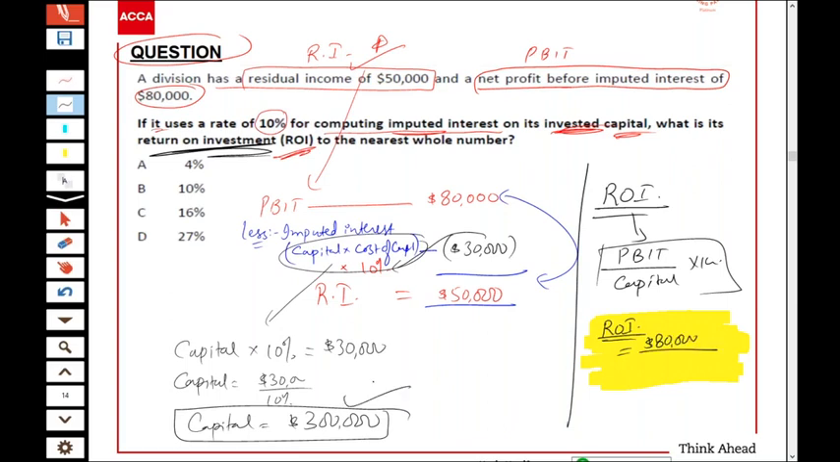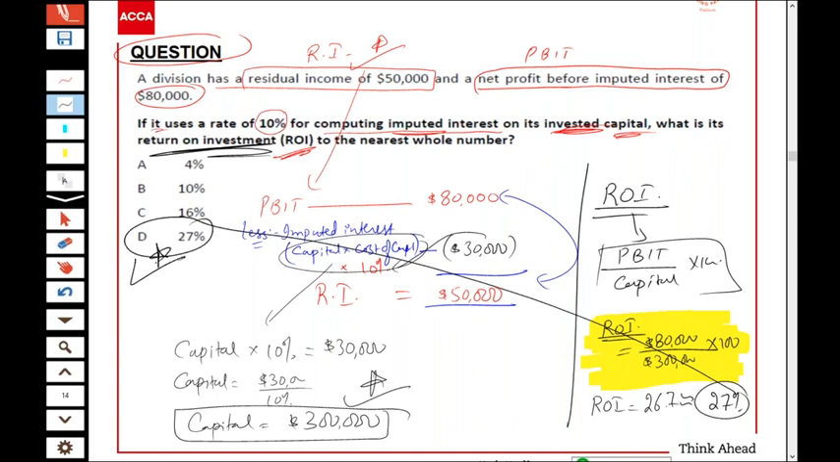What's the capital? This is the capital figure. 300,000 multiplied by 100. So ROI is 26.7, or we can say it is 27%, and my answer is D. 27% is ROI, and this is a complete examination standard question.